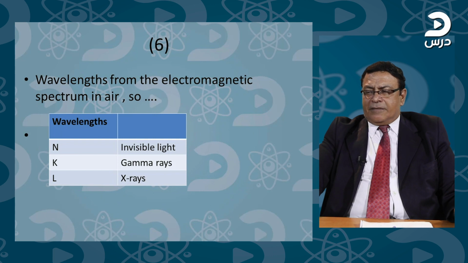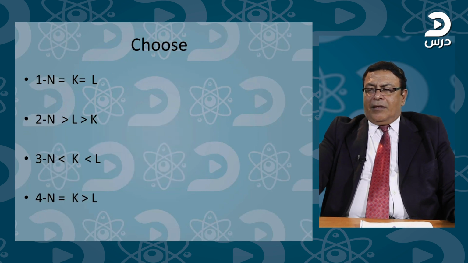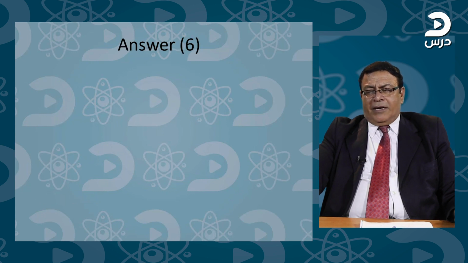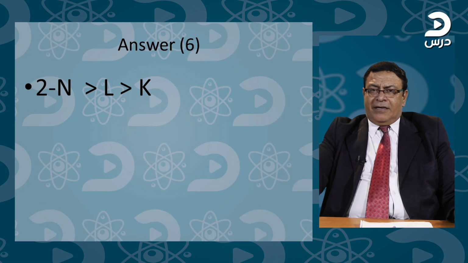Questions number 6. A wavelength from electromagnetic spectrum in air. مديني هنا الويفلنس، الانفيسيبل مسمينه ان، وجاما مسمينه كي، والاكس راي مسمينه ال. اللي تشوز، هل الان equal كي equal ال، ولا الان greater than ال greater than كي، ولا الان less than كي less than ال، ولا الان equal كي equal ان؟ طبعا هنا الان greater than ال greater than كي.